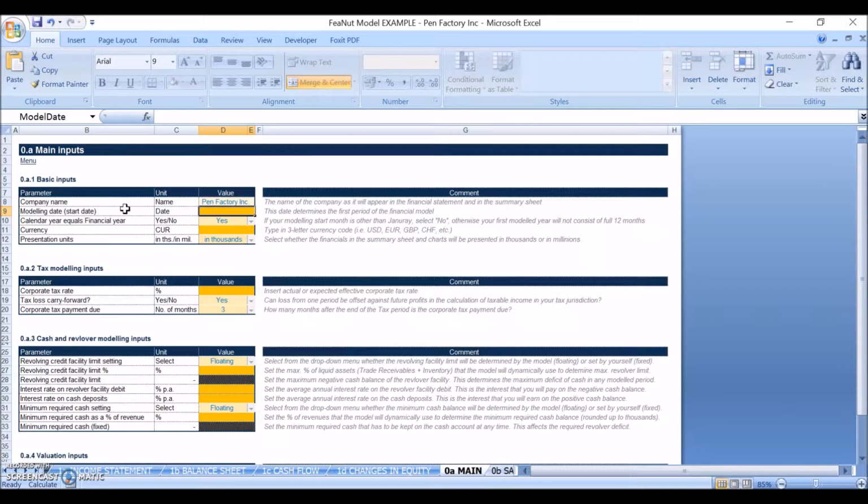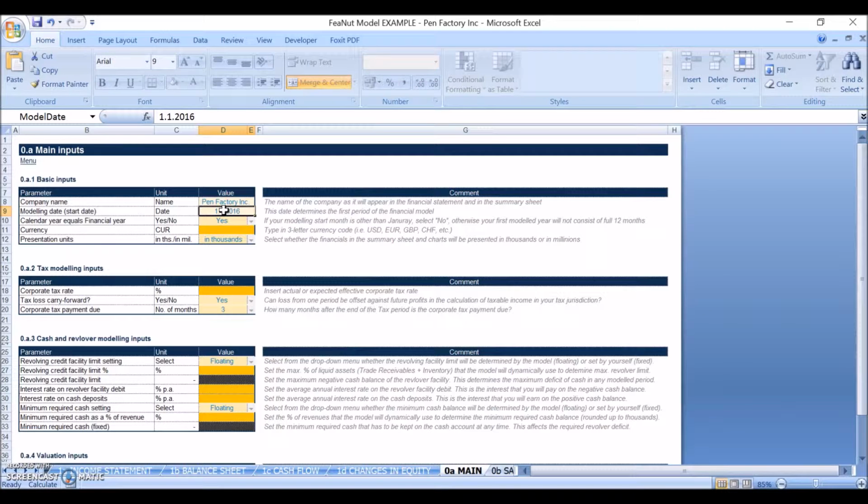The next data input, the basic input, is the modeling date or the start date of the model. So Feanut Financial Model actually prepares the projections for a 5-year period, which is a very common modeling period for business plans and financial models. So you populate the start date in here. Let's say for us that will be 1st of January 2016, and then the model starts from this date and models the financial plan for the years 2016, 17, 18, 19, and 2020.